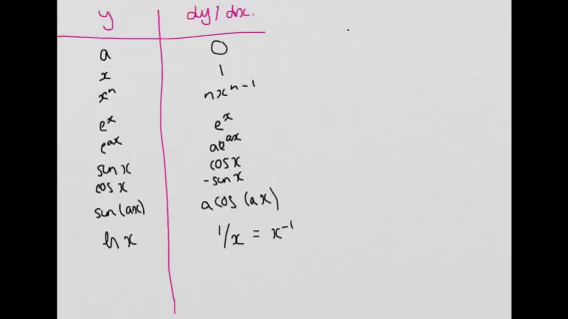If I have something like the log of 8x, this doesn't become 1 over 8x, because I can say that the log of 8x is the log of 8 plus the log of x, just from my rules of logs. If I differentiate, the log of 8 is just a constant. So when I differentiate this, I end up with just 1 over x regardless.